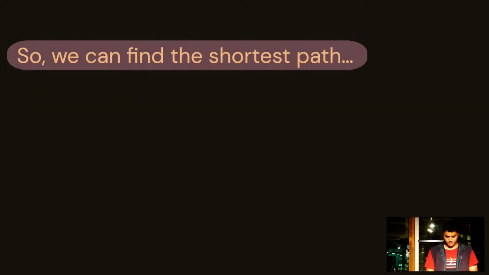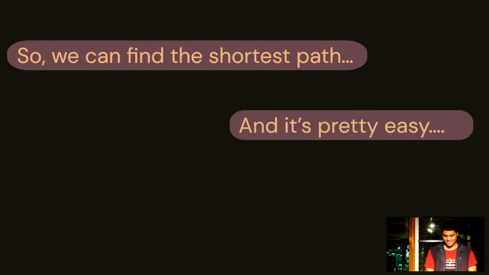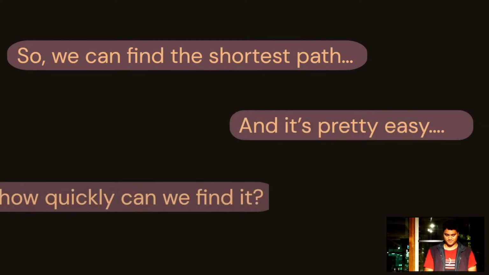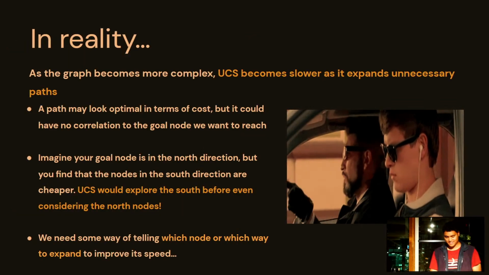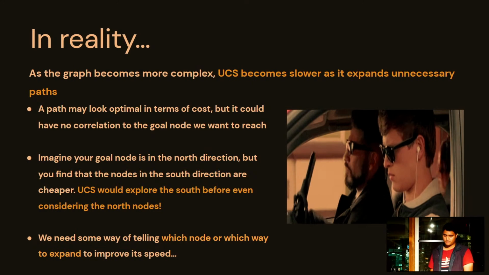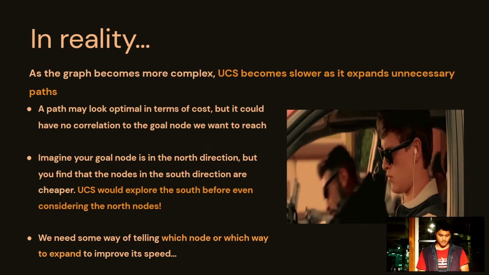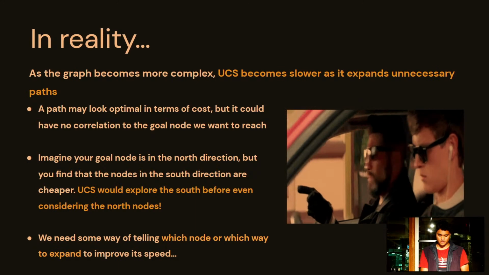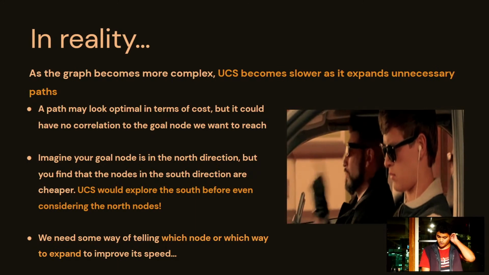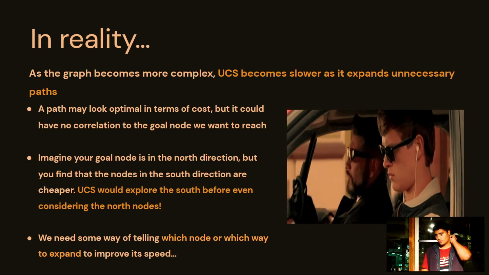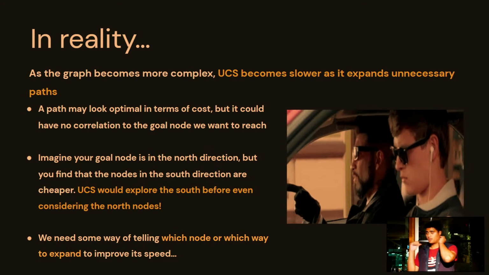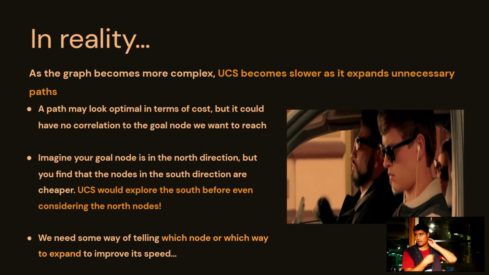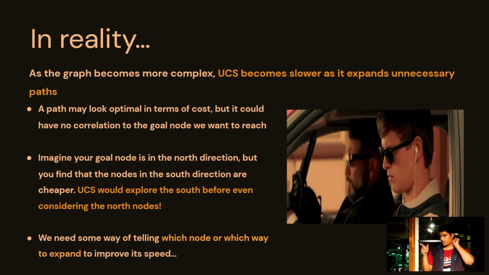So we can find the shortest path, and it's pretty easy. But how quickly can we find it? In reality, as the graph becomes more complex, UCS becomes slower because it expands unnecessary paths. A path might look optimal in terms of cost, but it could have no correlation to the goal node we want to reach. So imagine your goal is in the north direction, but you find that your nodes in the south direction are cheaper. The UCS algorithm would search that way before it even considers the nodes that way.